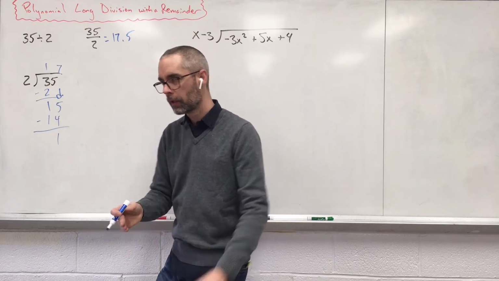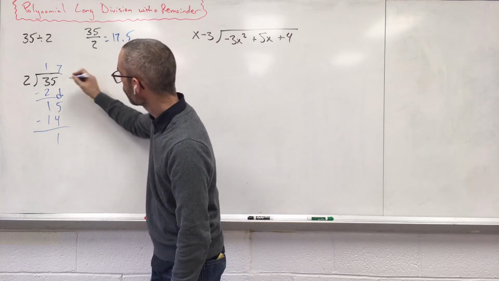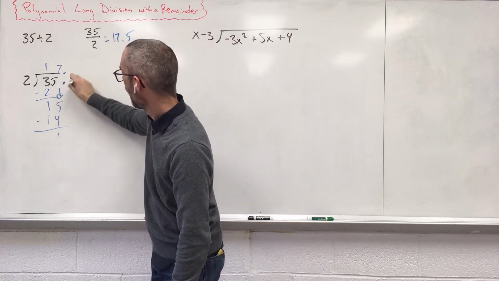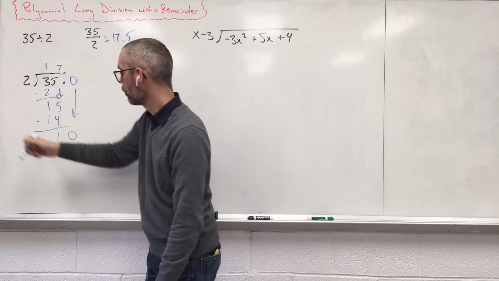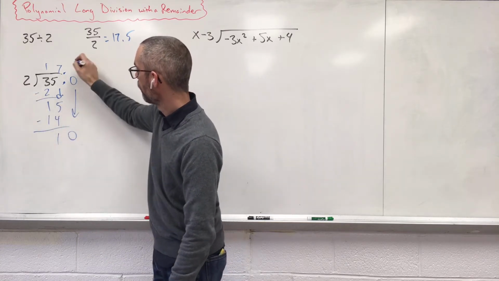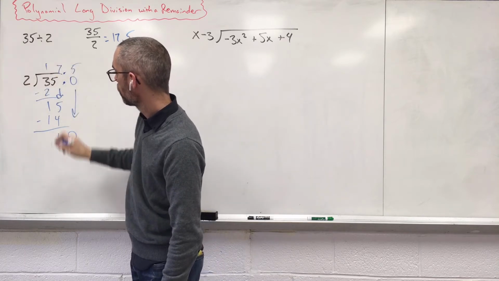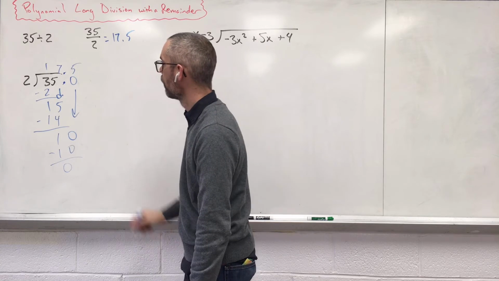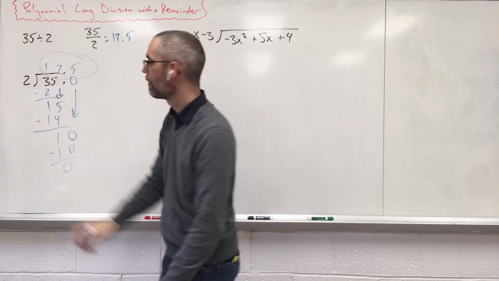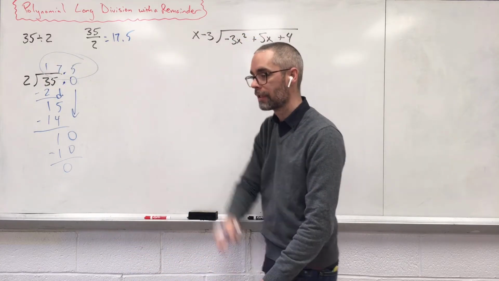Now, where do we go from here? Well, if we ran out of numbers, we can add a decimal, add a 0, bring that down, and keep going. 2 goes into 10 5 times. Multiply, 5 and 2 gives us 10. Subtract, we're left with a 0. We get that answer of 17.5 that we originally said.